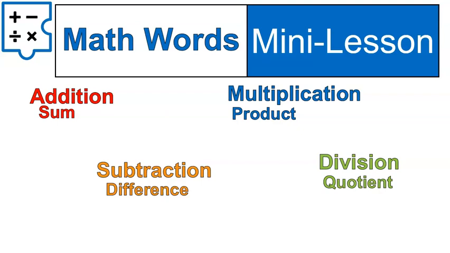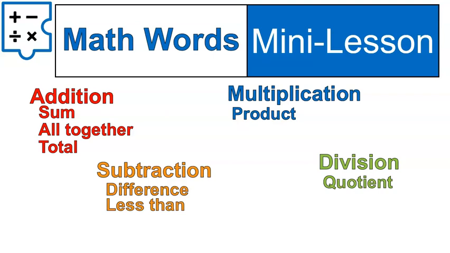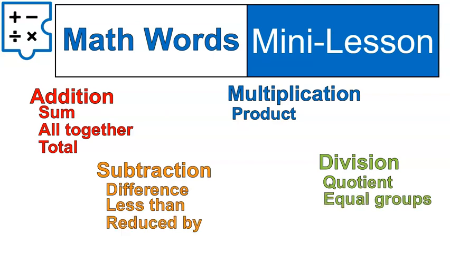We have some other words that also sometimes are used for these operations. For addition, we might say altogether or total. With subtraction, we may say less than or reduced by. Division, we might talk about equal groups or dividing something into half. Multiplication, we might say times or double or of. Of is kind of a special one. The way I've seen this used most often is with fractions, like half of 12. That means 1/2 times 12.